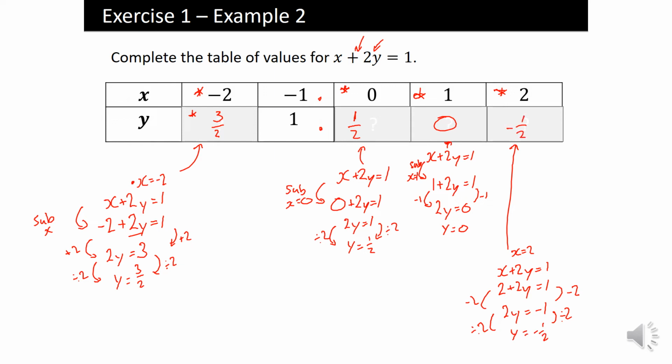So we've got all of our x and y coordinates now, and you could plot them now, or you could just put any two and then connect them up, and because it's a straight line graph you would get the same straight line, but it should go through all of those points.